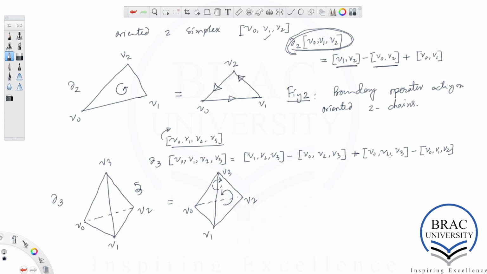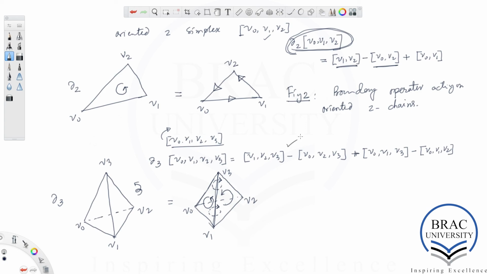Right, and V0, V1, V3 is counterclockwise orientation corresponding to this face. This is the face. Counterclockwise. And then finally V0, V1, V2, right? There is a minus sign in front, therefore it's again clockwise, and we draw it with a dotted arrow again because it's at the bottom, in the clockwise direction. Okay, so this is diagrammatically what we have on the right side.